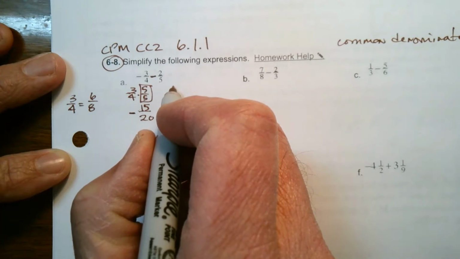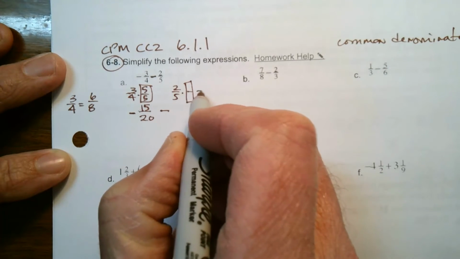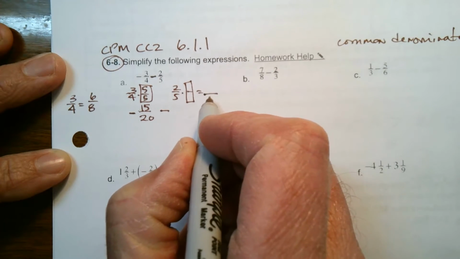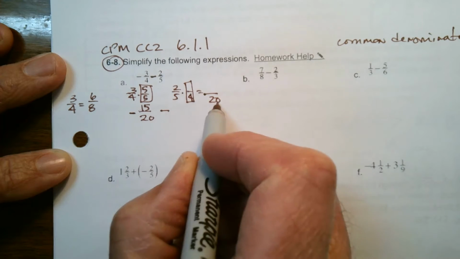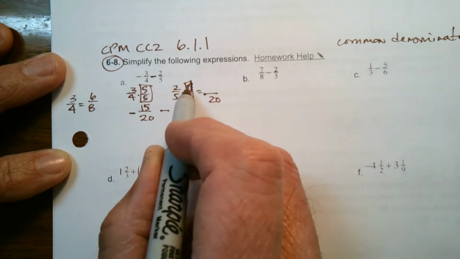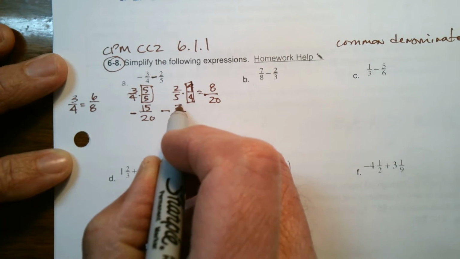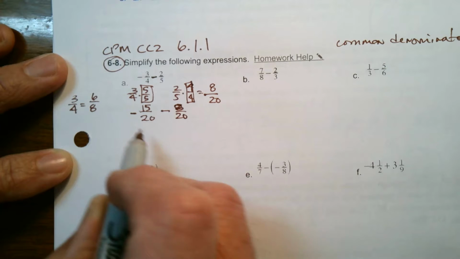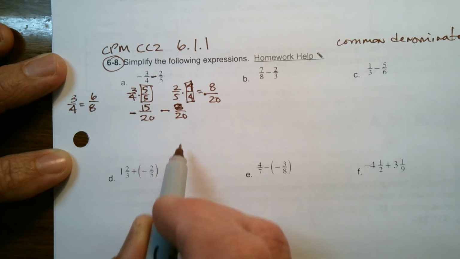I'm going to take this 2/5 and also multiply by some giant 1 so that I get a 20 in the denominator. 5 times 4 is 20, so my giant 1 would be 4/4. 2 times 4 is 8. So the other fraction would be 8/20. Now I have negative 15/20 minus 8/20.